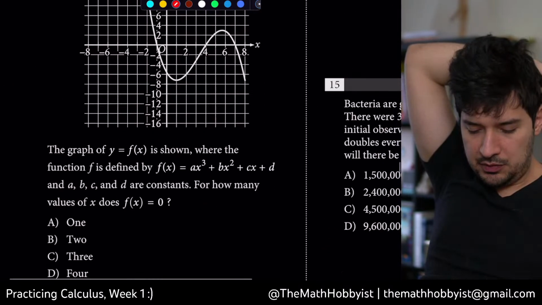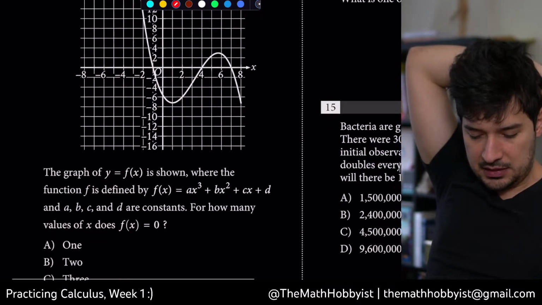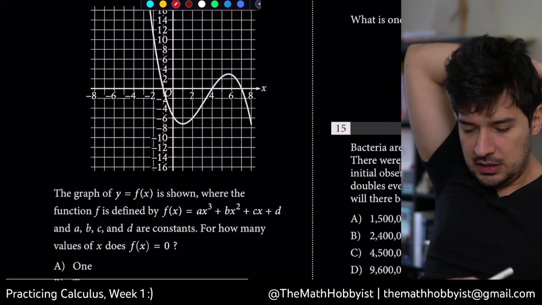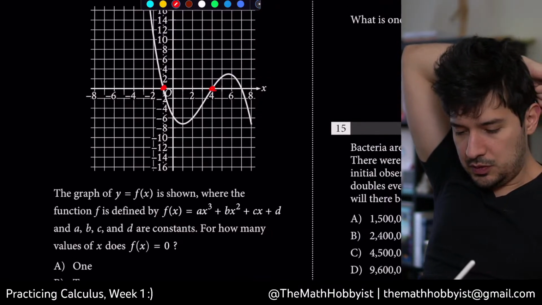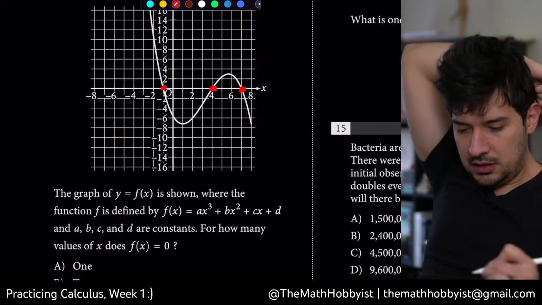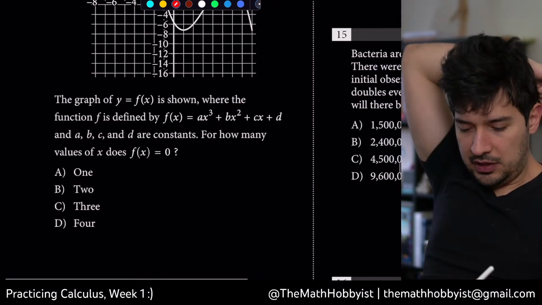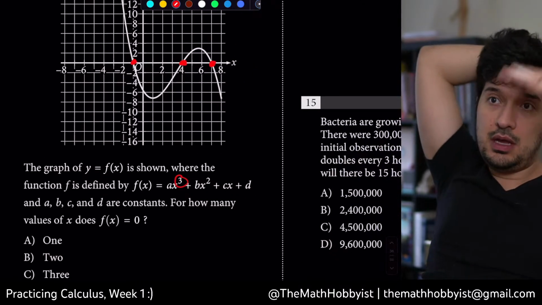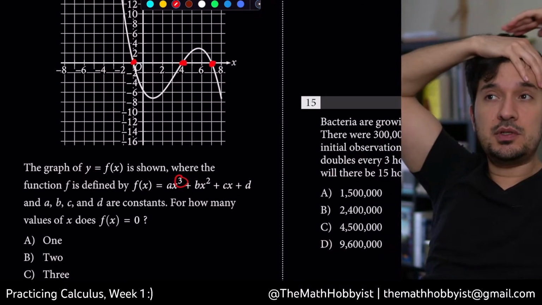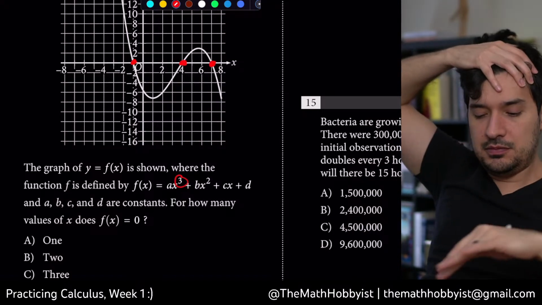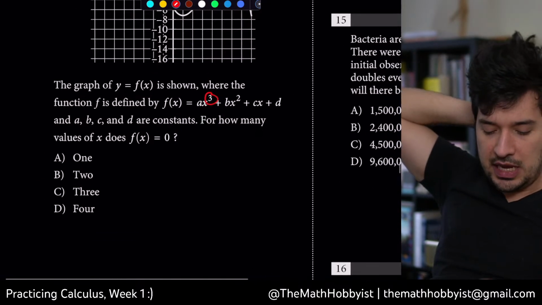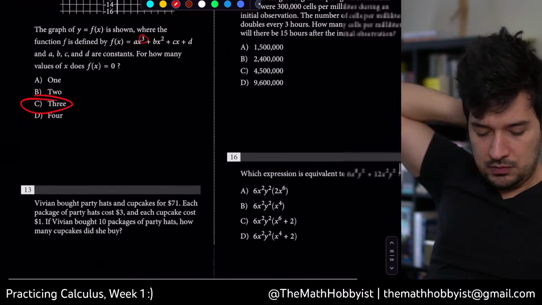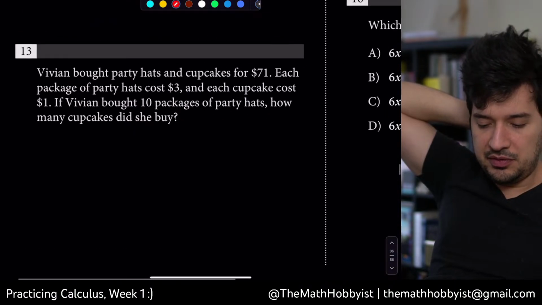Graph of y equals f of x, function is that. For how many values of x does f of x equal 0? I see 1, 2, 3. And it is a cubic, so that means that it's going to cross at most 3 times. So I know that off screen it's not going to cross again. So we do see 3 y equals 0 points, 3 zeros.